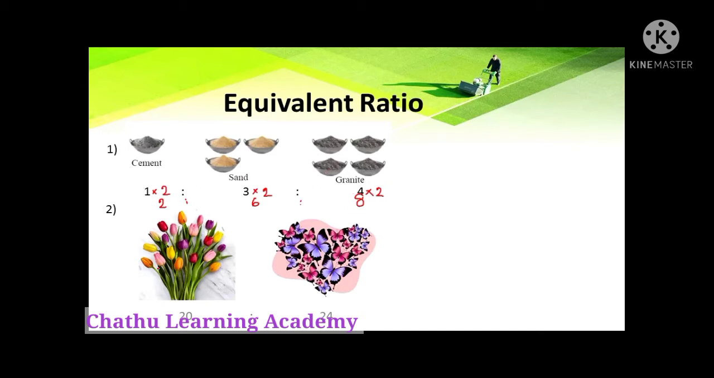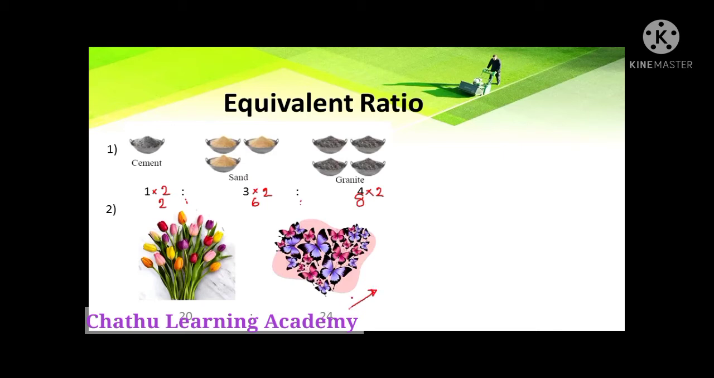Look at the second one, 20 to 24. Are there common factors for these two values? Yes, these have common factors. 2 is also common, 4 is also common. Then you can divide these two values by 2 as well as 4.